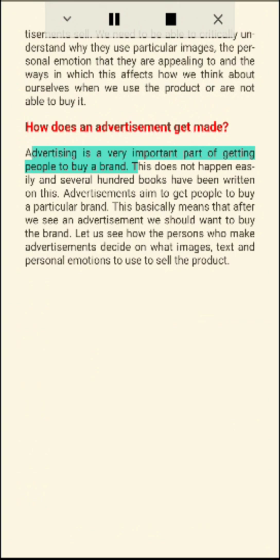How does an advertisement get made? Advertising is a very important part of getting people to buy a brand. This does not happen easily, and several hundred books have been written on this. Advertisements aim to get people to buy a particular brand. This basically means that after we see an advertisement, we should want to buy the brand. Let us see how the persons who make advertisements decide on what images, text, and personal emotions to use to sell the product.